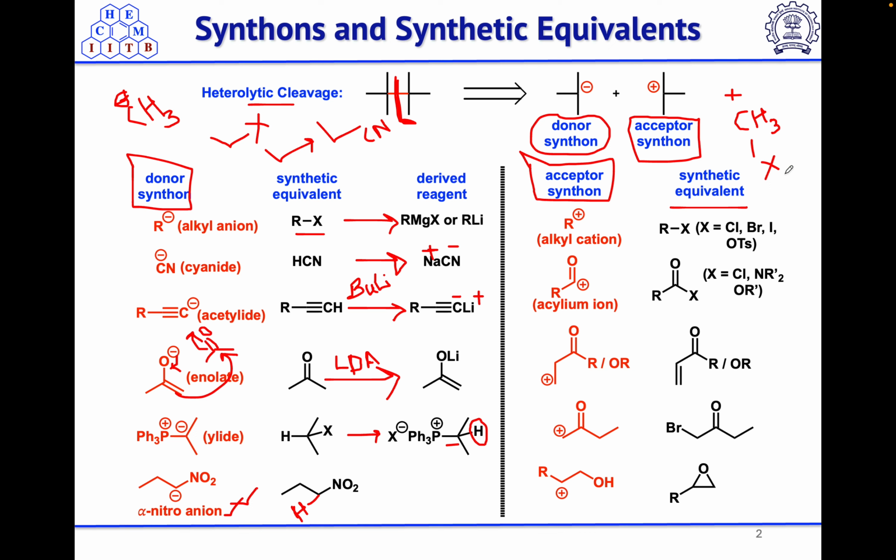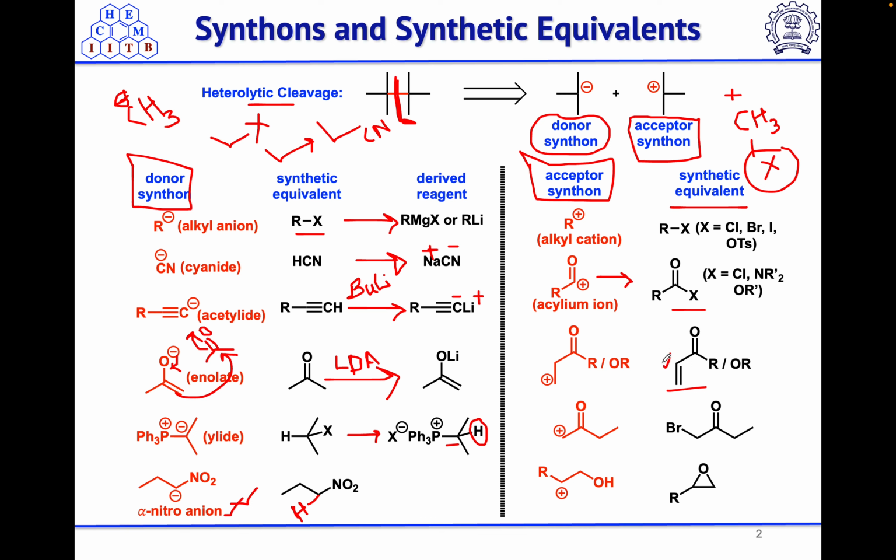Because the halide is electronegative, if it is attached to this carbon atom, then due to the electronegativity of the halide, this carbon can easily generate a positive charge. Similarly, the acylium cation: from where can we get it? If we have RCOX, where X means chlorine or NMe2 or OMe, like that.